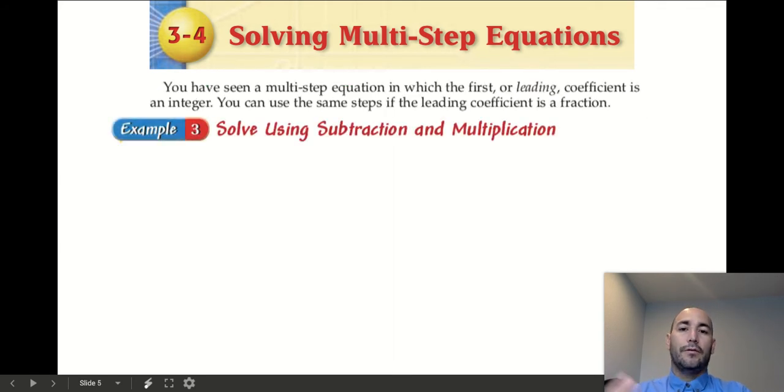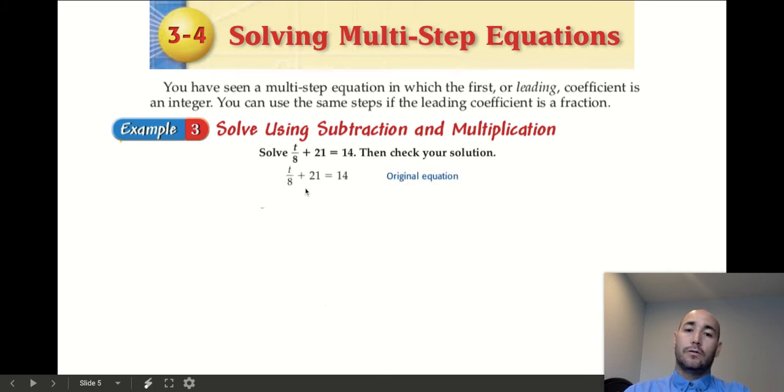Let's look at another example. Sometimes your leading coefficient is something other than an integer, right? So we're going to take some extra steps if that's a fraction. Here I have t over 8 plus 21 equals 14. We have to solve it and then check our solution. Here's my original equation. Again, I'm going to start by getting rid of this 21 by subtracting 21 on each side and then simplifying. So t over 8 equals negative 7.